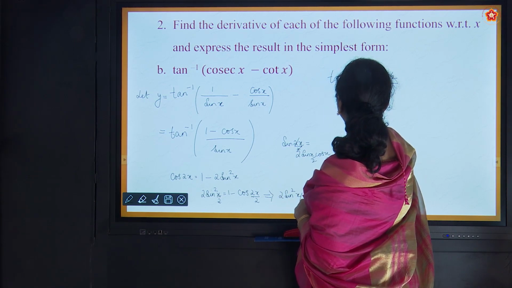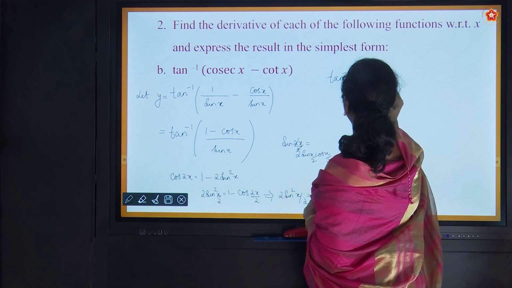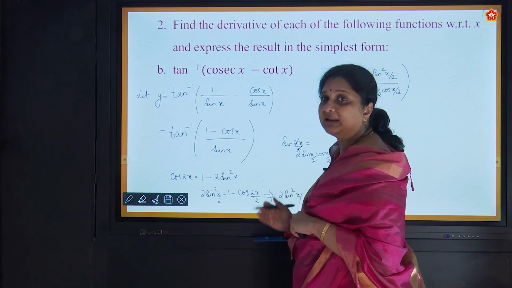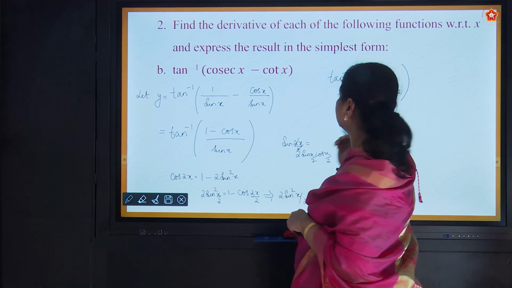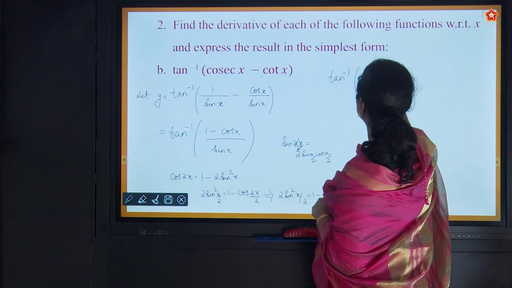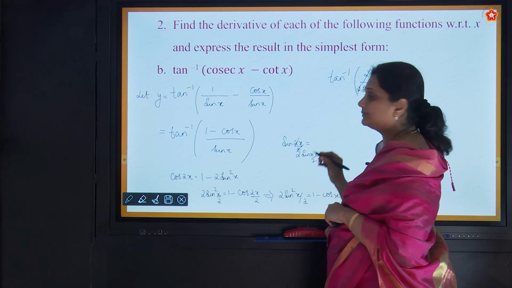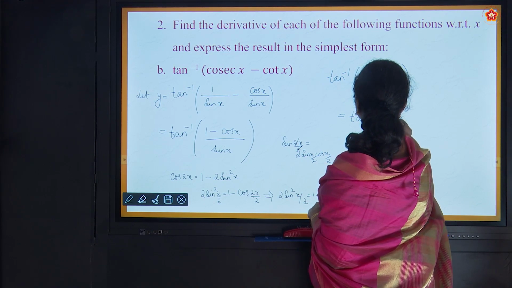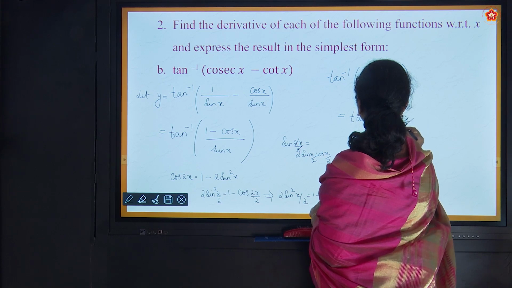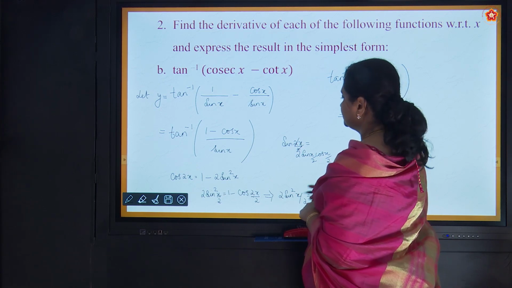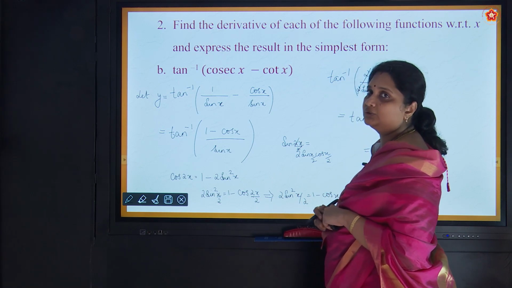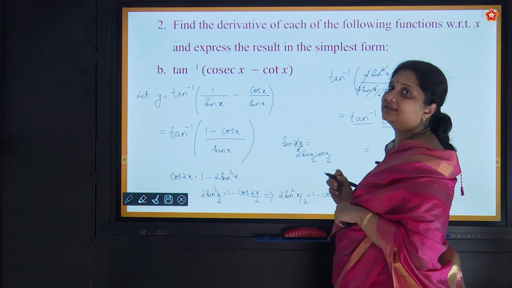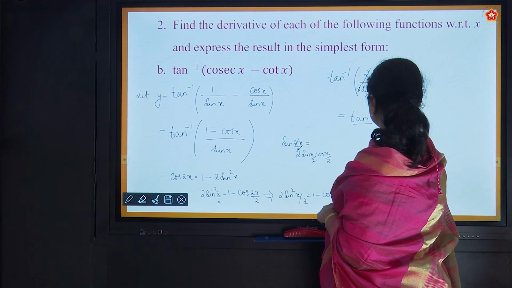These are very, very important identities that you need to know in trigonometry, to apply wherever required to simplify things. Now 2 gets cancelled, one sine x by 2 and one sine x by 2 get cancelled. I have tan inverse of tan x by 2. So tan inverse of tan x by 2 is nothing but, tan inverse and tan get nullified, and you're going to get x by 2.